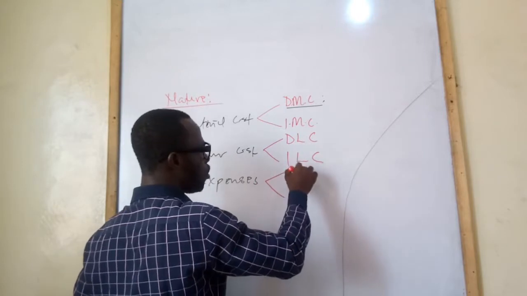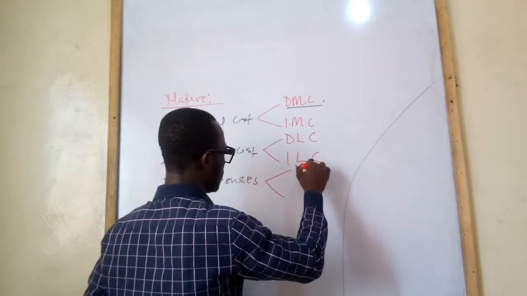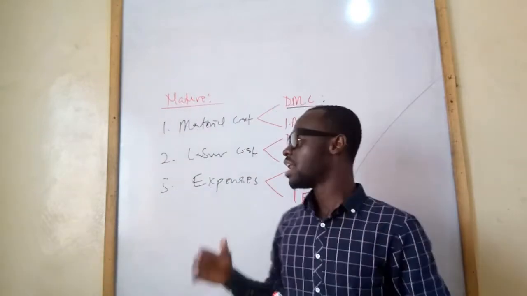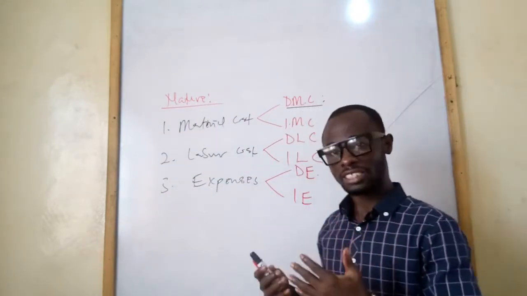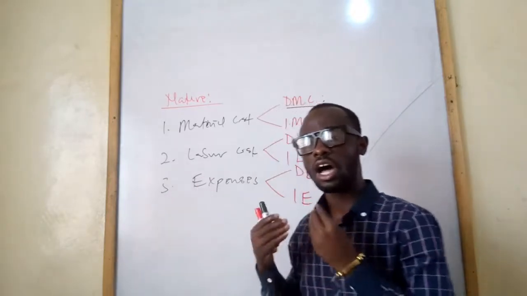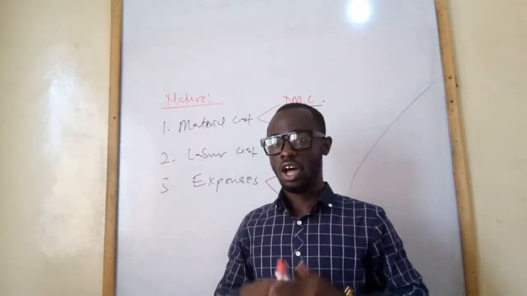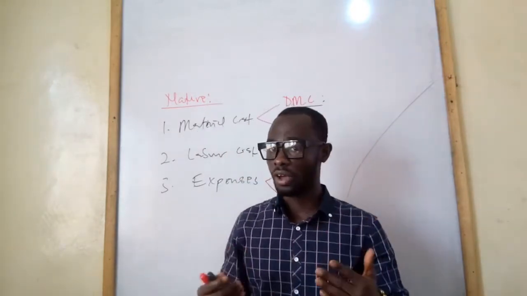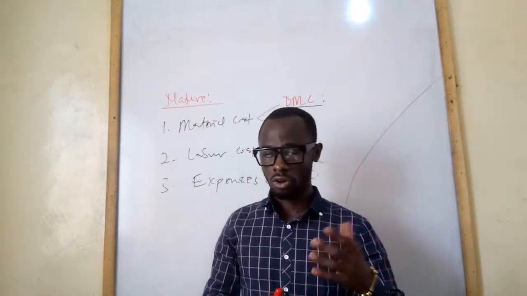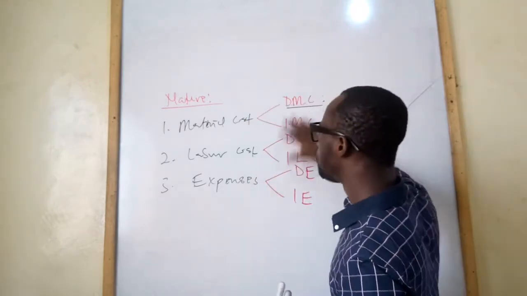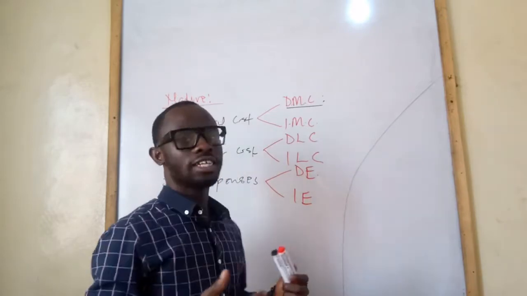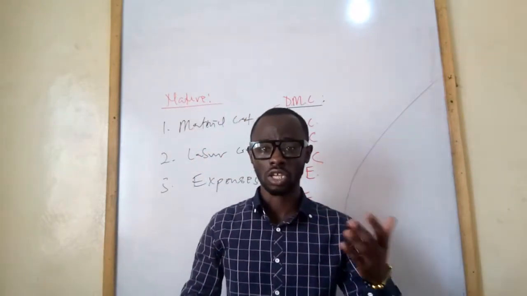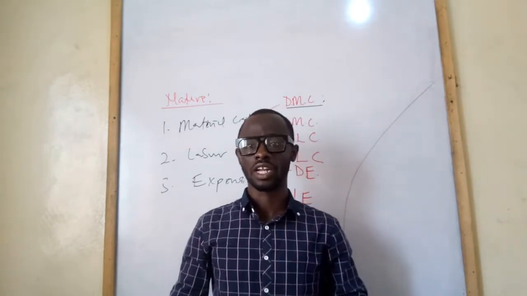So with the expenses, you have direct expenses, DE, and then indirect expenses, IE. The direct expenses are the expenses that we can trace or allocate to a particular cost center or cost unit, but the indirect expenses are the ones that cannot be traced or allocated to a particular cost center or cost unit. Now, to put this in perspective, you realize that we need to always calculate the total cost of a product, the total cost of a process, or the total cost of an undertaking.